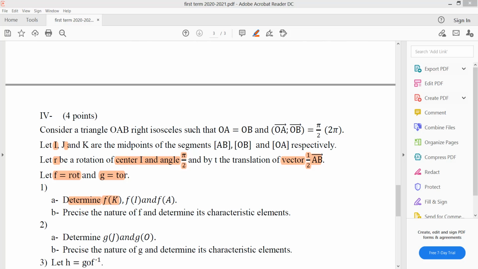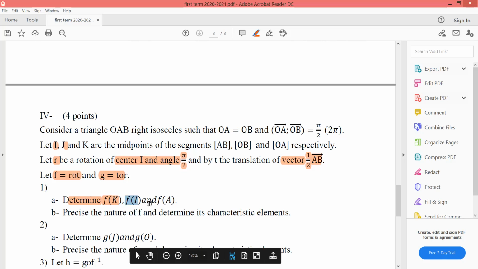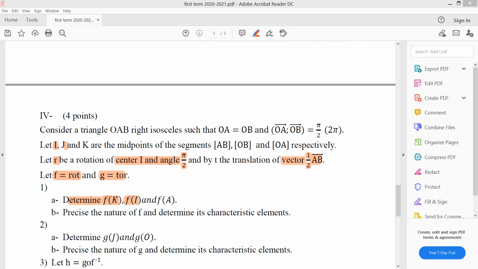Now, also in this exercise, we are going to calculate f of I. f equals r round t of I. So I need to make a translation of I. First, the translation of I by half AB equals B, since the vector IB equals half AB.